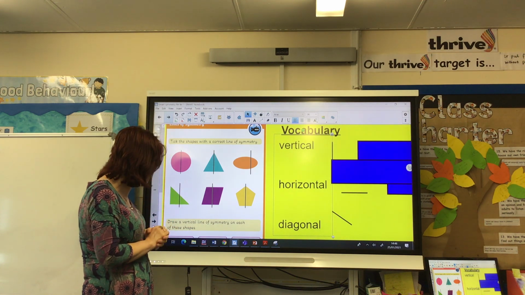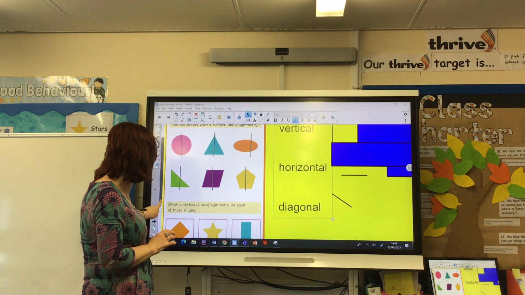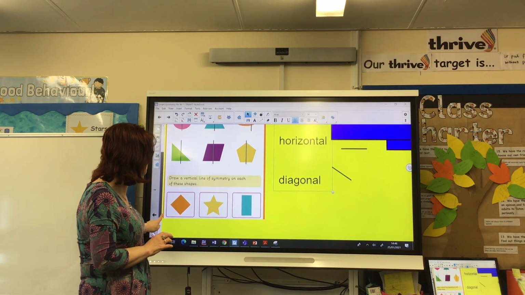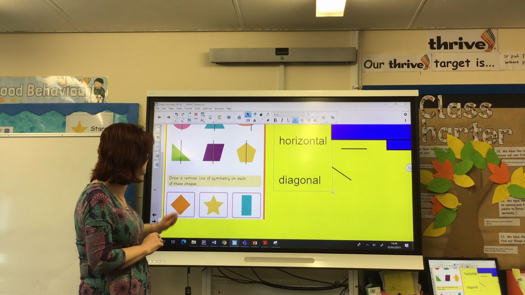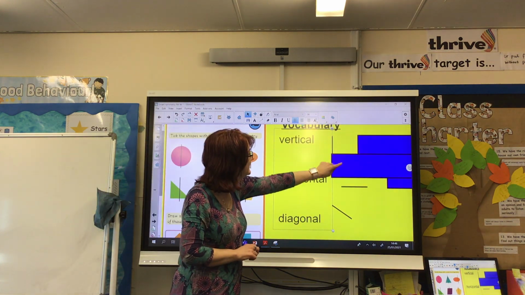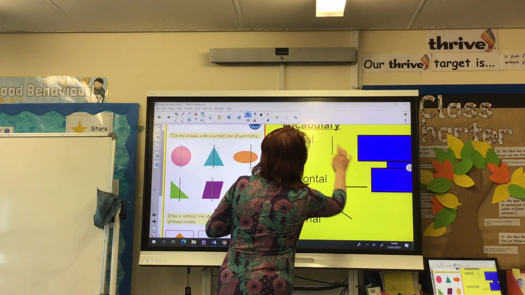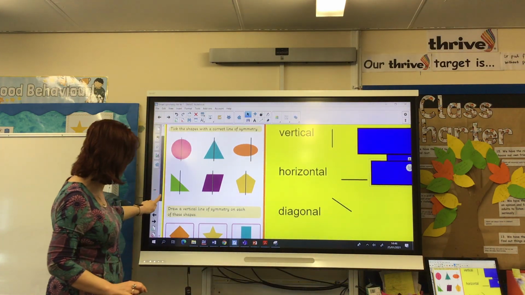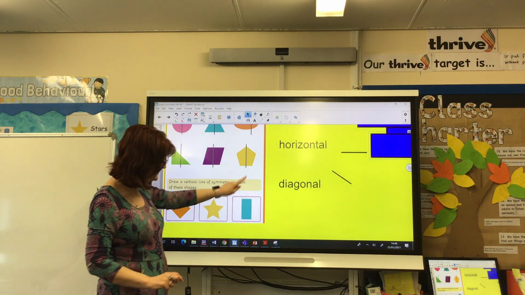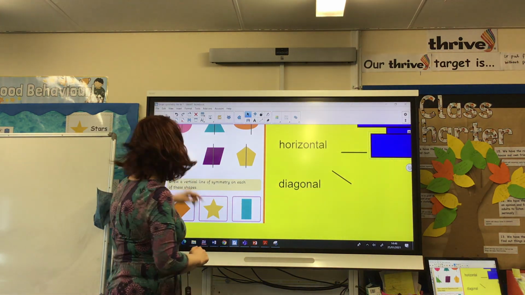So you have to think about that, and tick which ones are correct. But then here, you have to draw a vertical line of symmetry on each of these. Vertical, remember, top to bottom. So you've got some shapes here. I suggest you try and use a ruler to go top to bottom vertically on these shapes at the bottom.